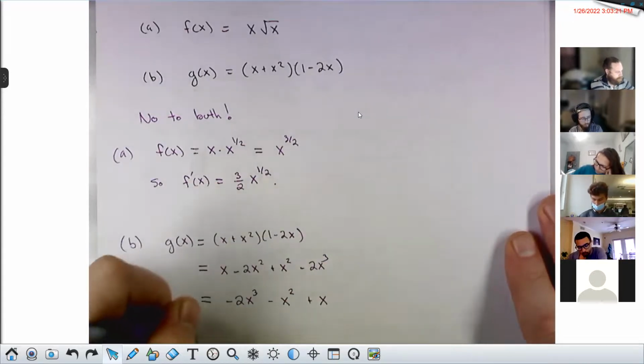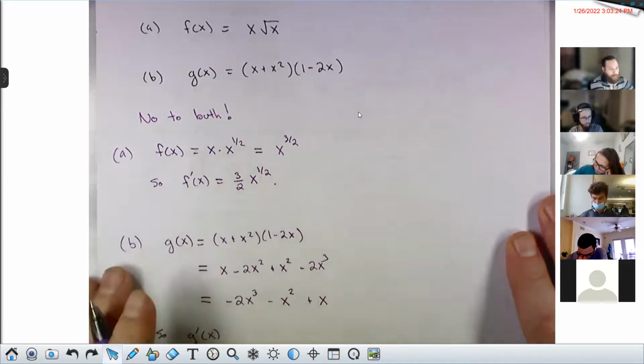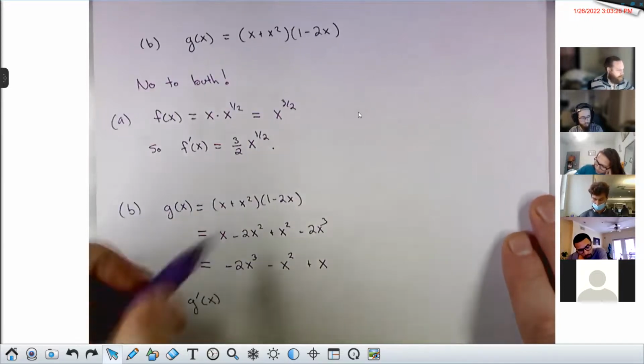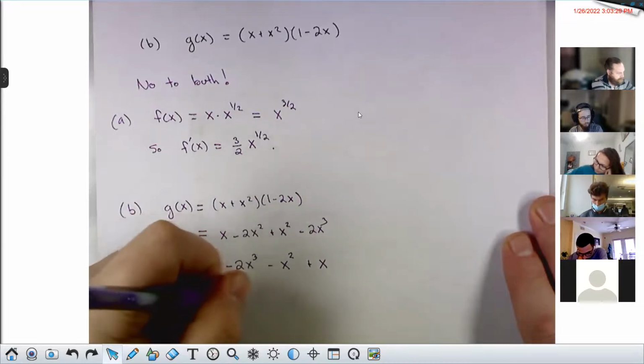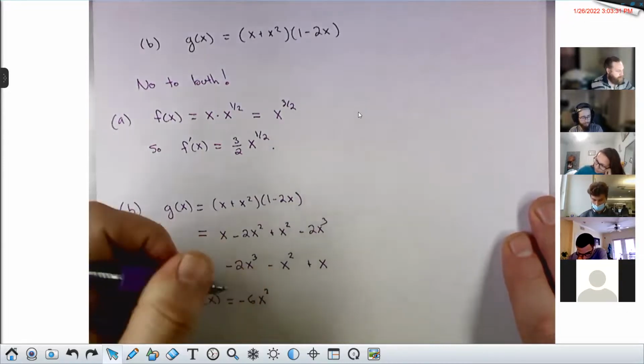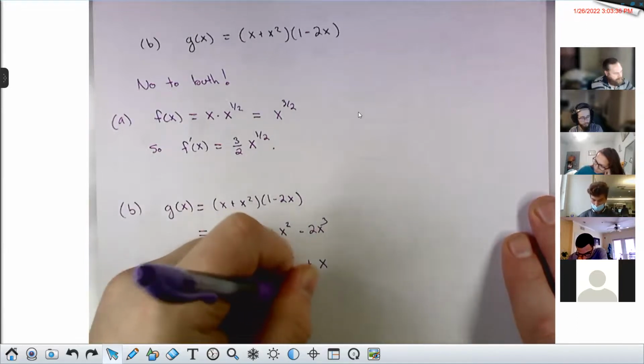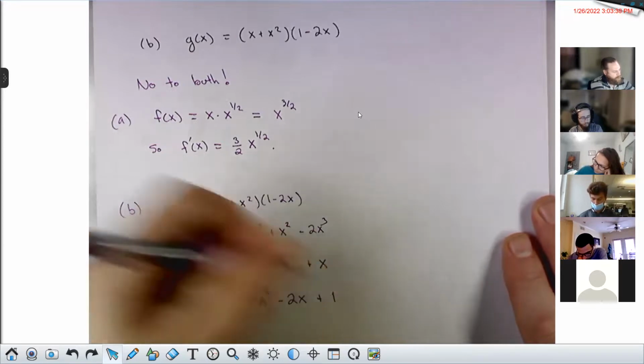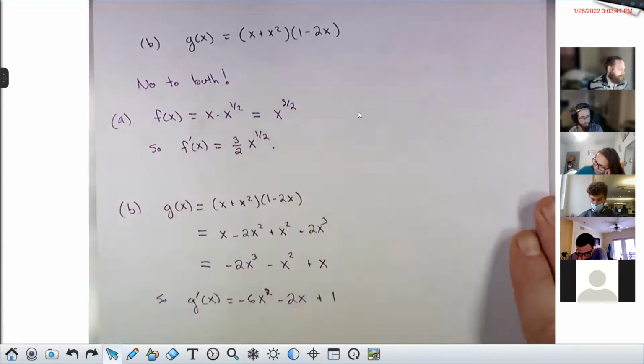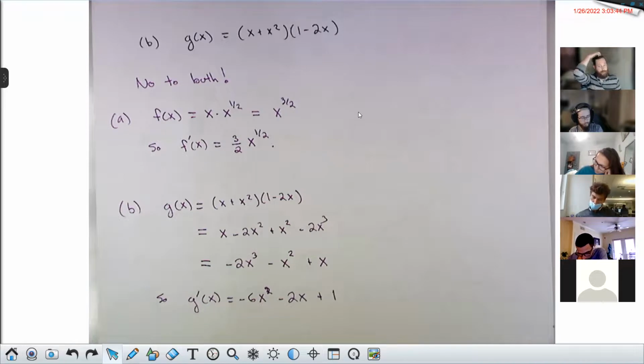So g prime would again follow from the power rule. Negative 2 times 3 is negative 6x squared, minus 2x. And then the derivative of x is 1. So no need for the product rule here in either of these. Although you could use it on either if you wanted. It's just, should you? And I would say, no, it's a waste of time.